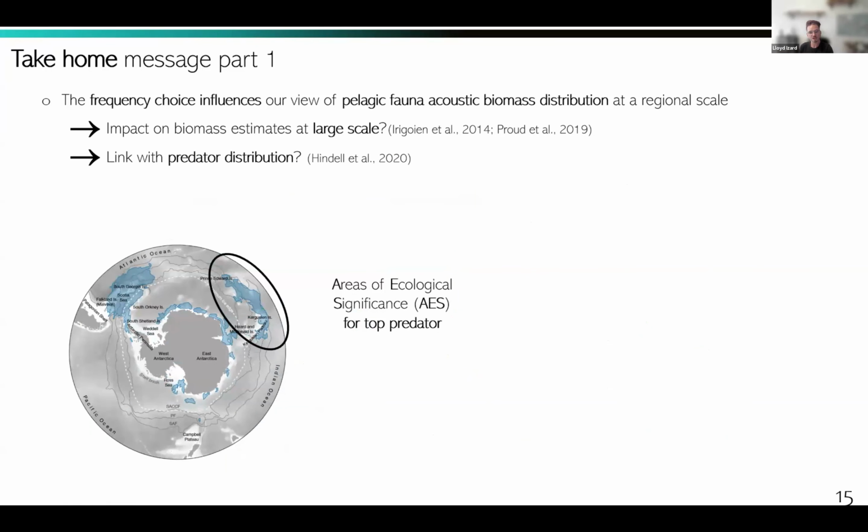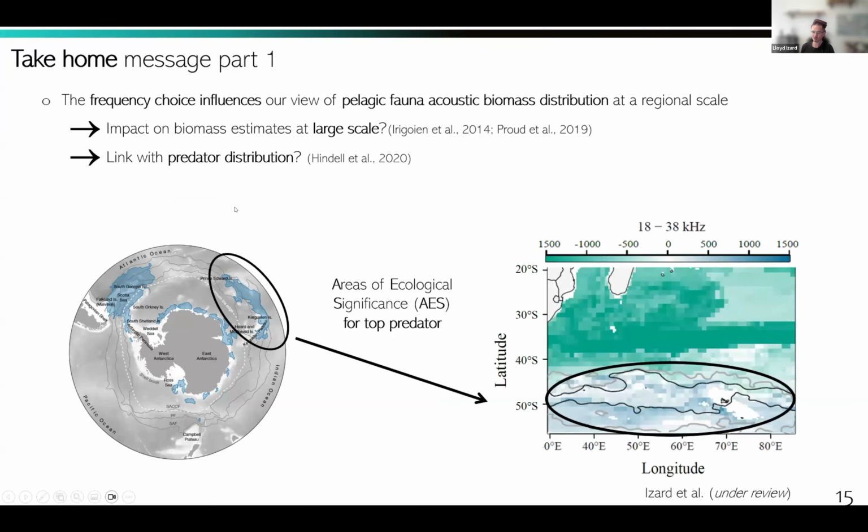Something else we can mention is that there's been recently an area of ecological significance that was identified within our study area around the subantarctic islands here of Kerguelen, Prince Edward, and Crozet. And if we report this region on a map, we observe actually that it's a zone dominated by the 18 kilohertz frequency, and that emphasizes further the need for multiple frequencies to understand trophic relationships in this region.